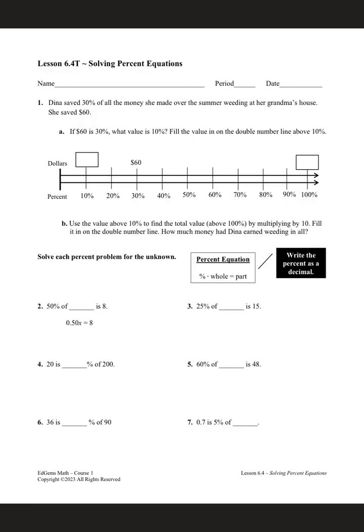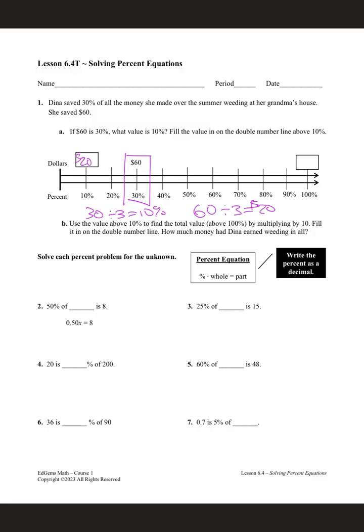So since they've already got the double number line established for us, what we can do is divide 30% and $60 by 3. Why? Because it's the third interval up. So we're going to take both of those numbers and divide them by 3 to find out what 10% is. So if we go 30 divided by 3, we get 10, so that's 10%. And then we take $60, divide that by 3, and we get $20. So at 10%, that's only $20.